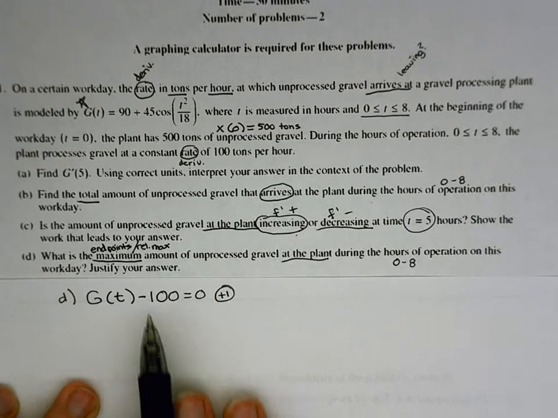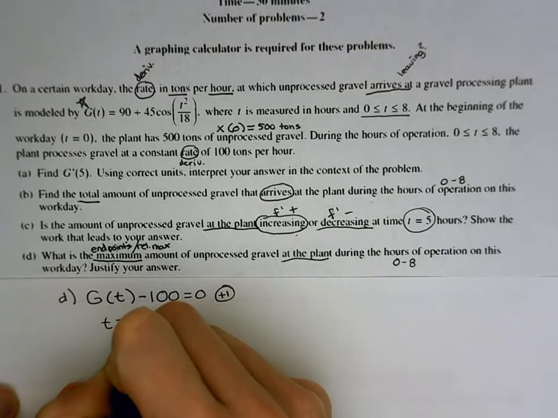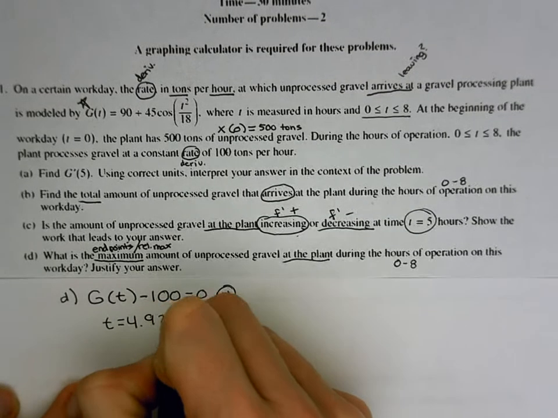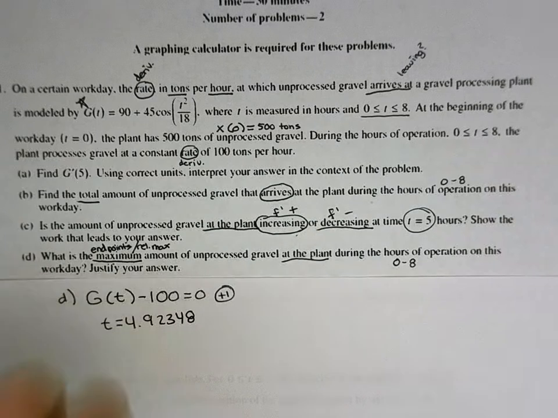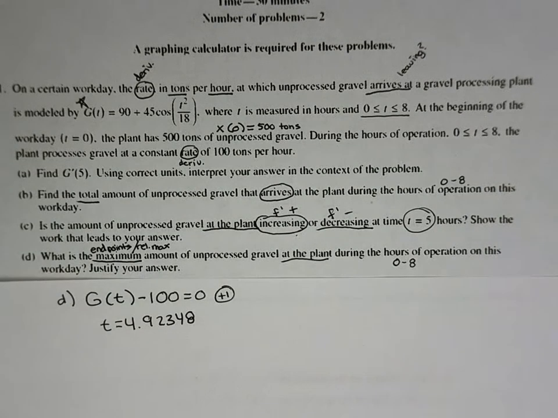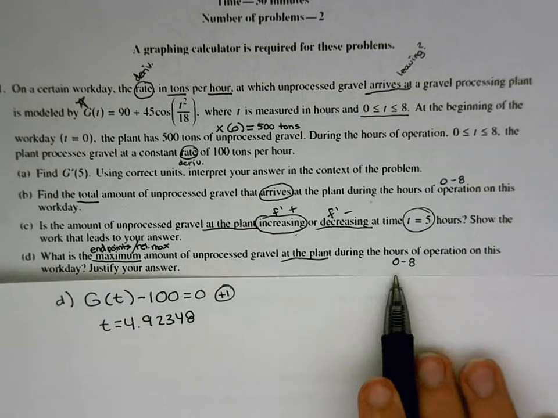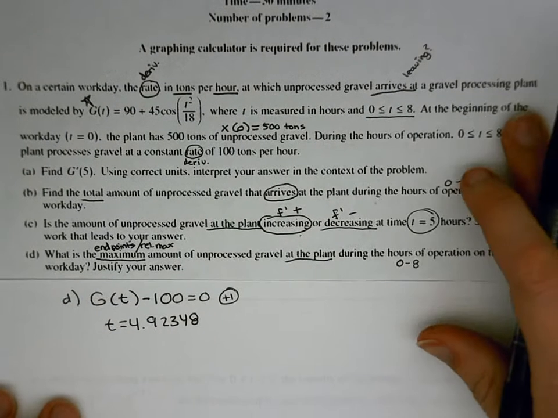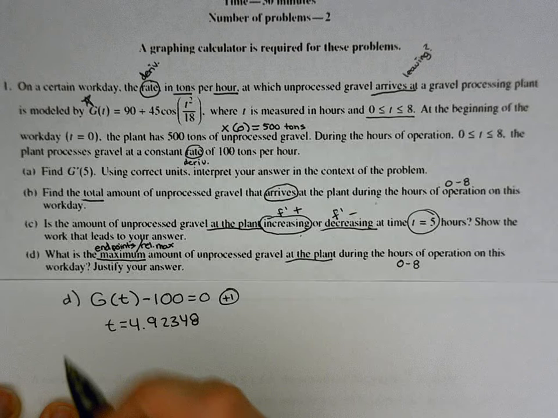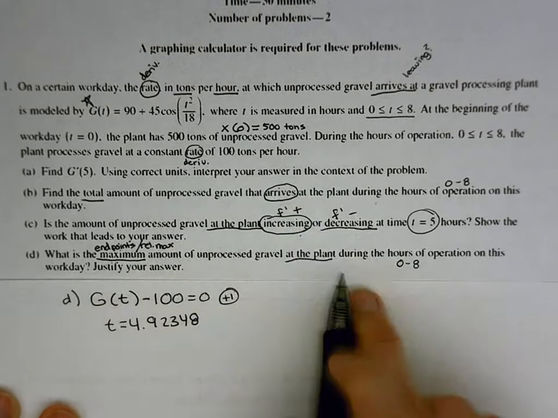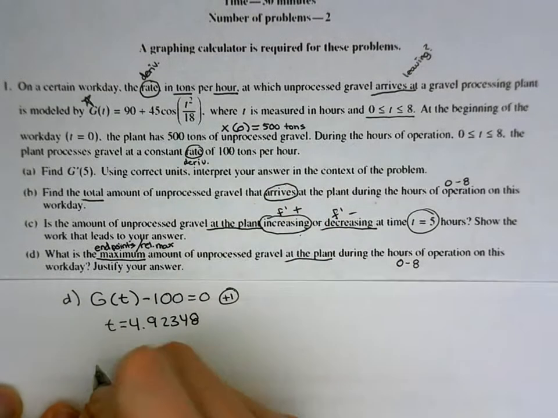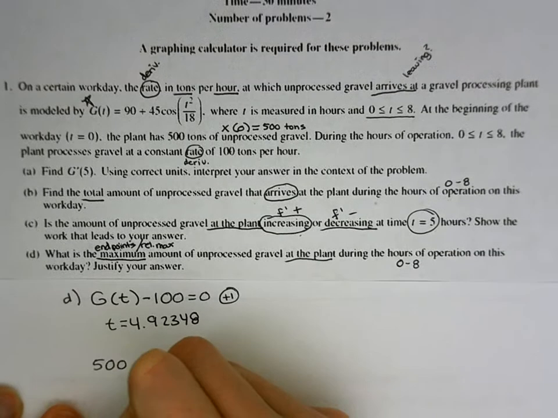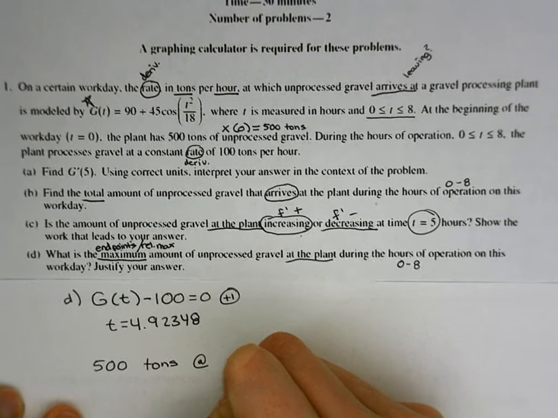Calculating a 0, you get t equals 4.92348. And to test, is that where the maximum is, or is it in fact at one of my endpoints? Because it could potentially be at either 0 or 8. We need to actually figure out what the amounts are. Well, we know the amount at t equals 0. At t equals 0, we were told we had 500 tons. So 500 tons at t equals 0.